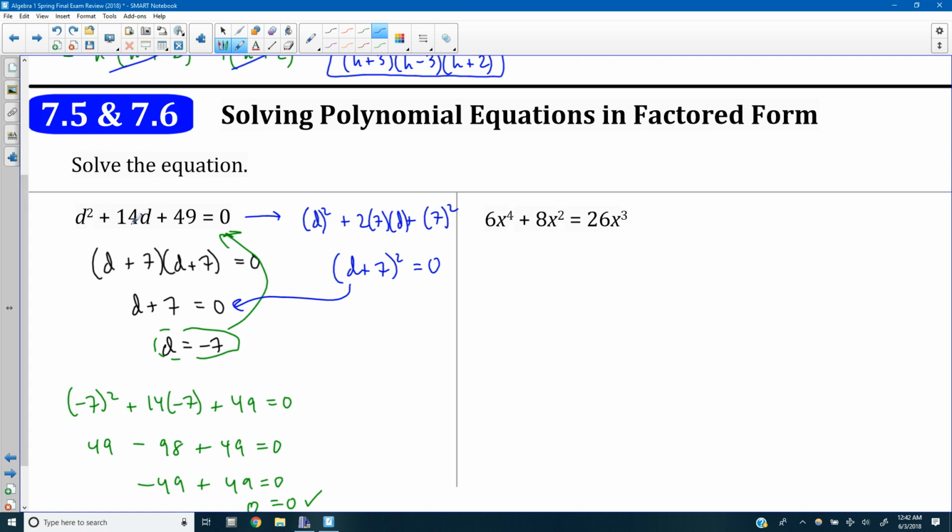This one, it doesn't matter as much. In other problems, I think you'll appreciate that. But d equals 7, there's your answer. Negative 7, excuse me. All right, next problem.